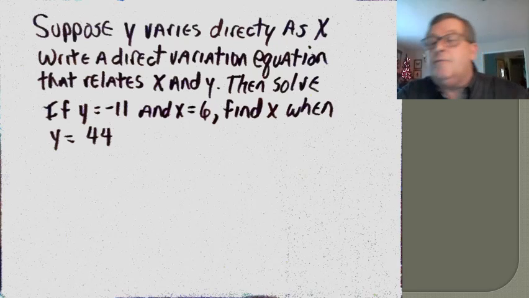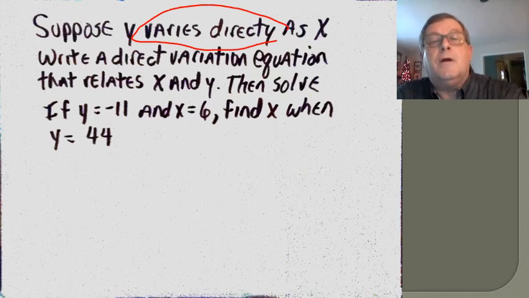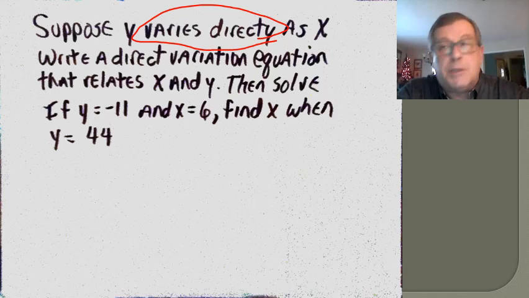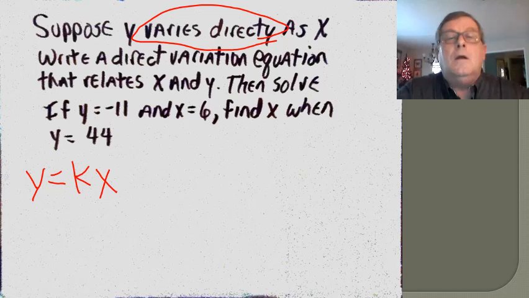Suppose y varies directly with x. Uh-oh, what do I see? Varies directly. What am I going to do? Seriously, I'm going to write y equals kx. Okay, write a direct variation equation that relates x and y. Then solve. So we got to do two things, two steps. We got to write a direct variation equation, and then we're going to solve it for a value.